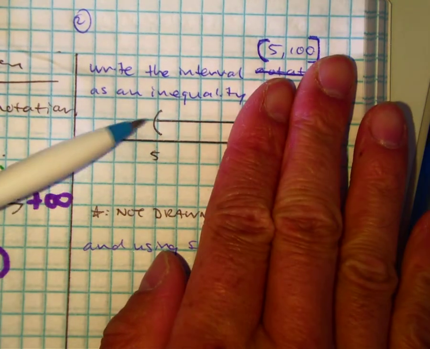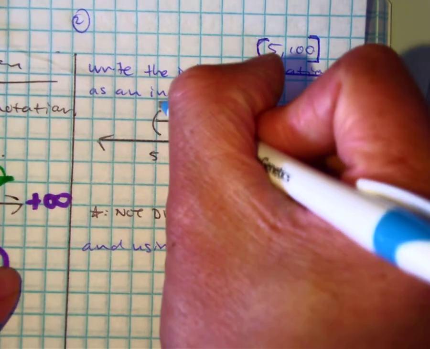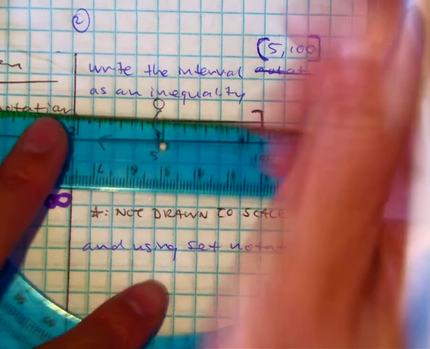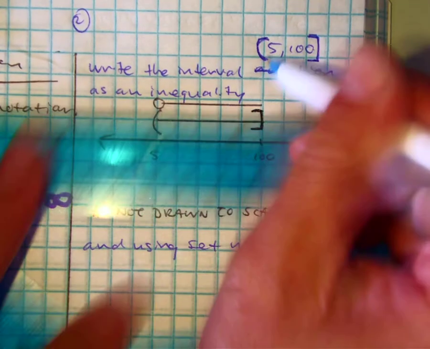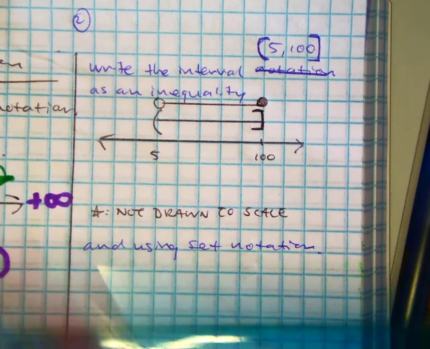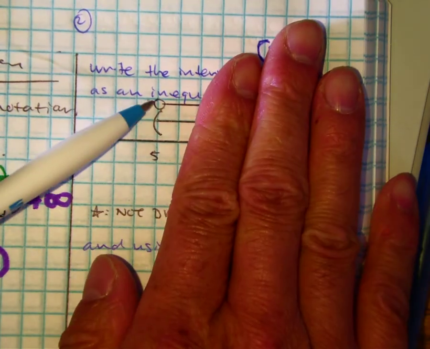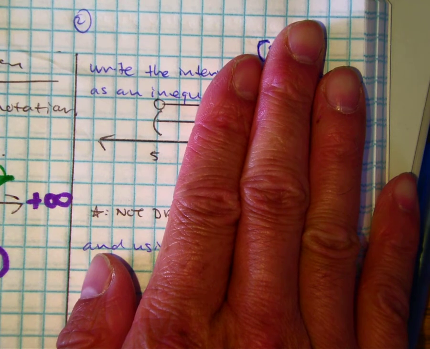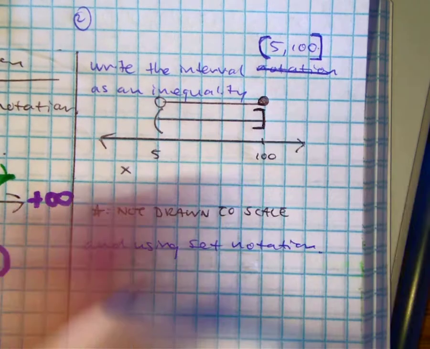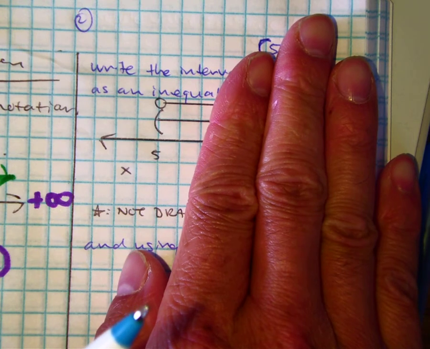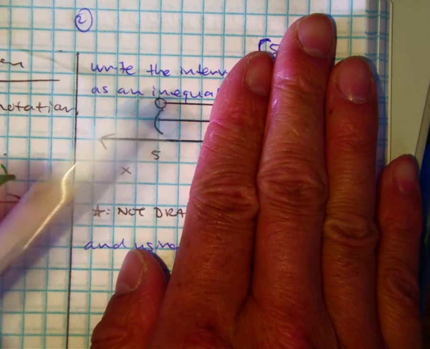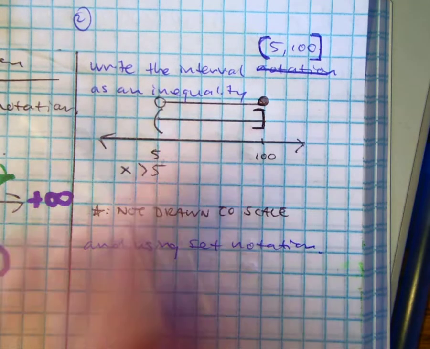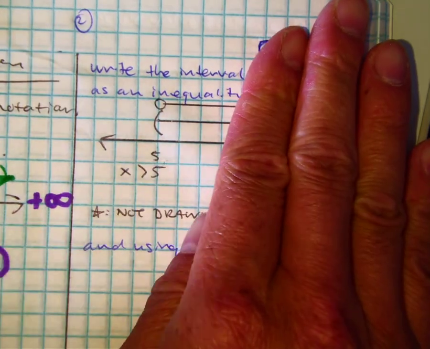If you had to make an inequality for this one, open or closed circle, and on the other side, closed. How would you guys write an inequality for this? X is what? X is going towards the right. Greater than 5. Right? Numbers that are greater than 5 are 6, 7, 10, going that direction.